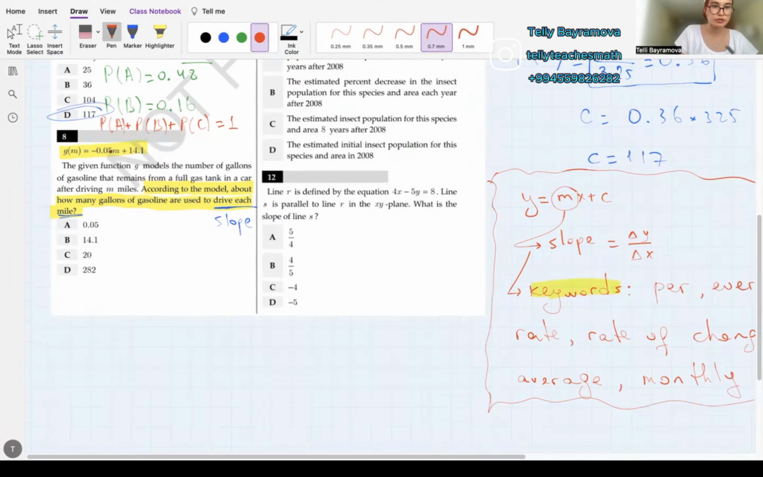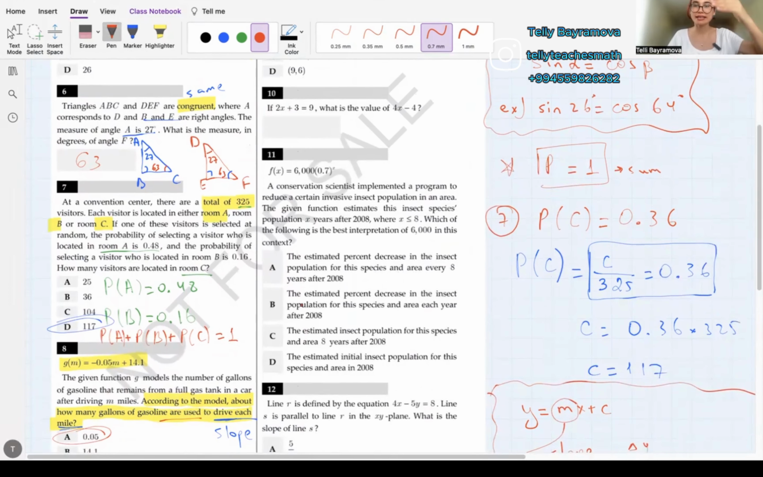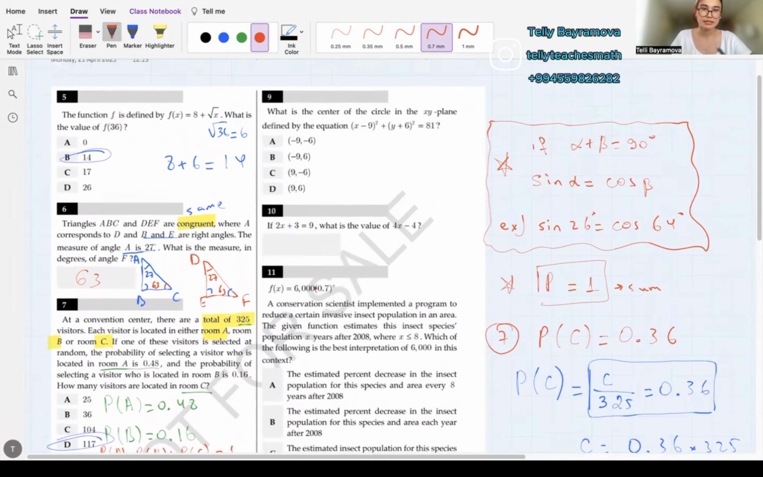What is the slope? Actually, M is negative 0.05, but the question already says that gallons are used. Used means decrease. That's why the answer will be A without the negative sign. Maybe in the question they will give you a negative answer as well. That's why in any case I said the reason.